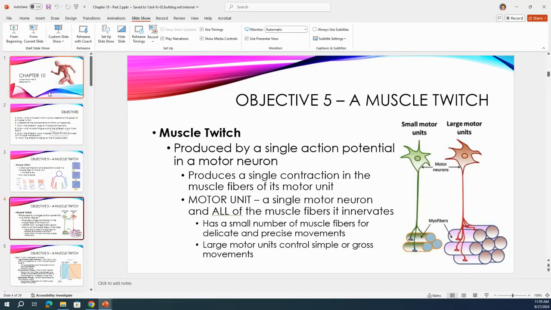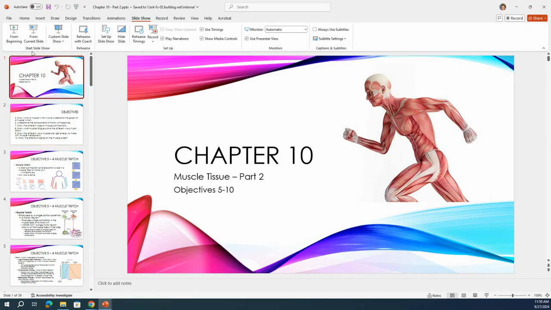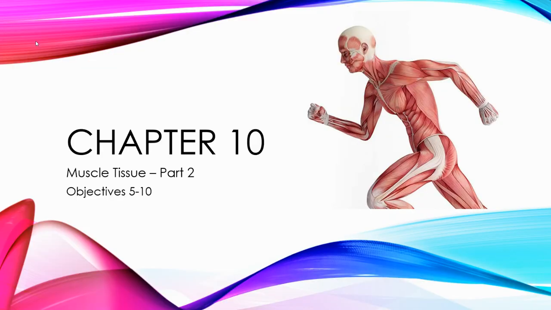Alright, this video is going to cover Chapter 10. We're in Part 2, and in Part 2, we're essentially looking at muscle contractions on a larger scale. In Part 1, we primarily focused on the structure of the muscle, both as a whole and at the cellular level. And then we focused on a muscle contraction in a single sarcomere.